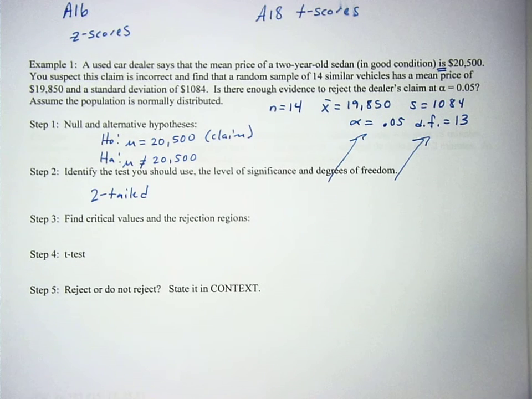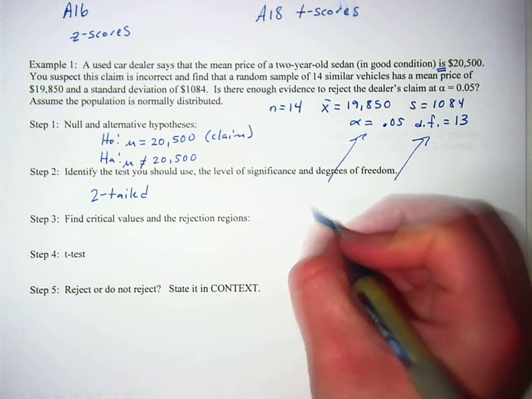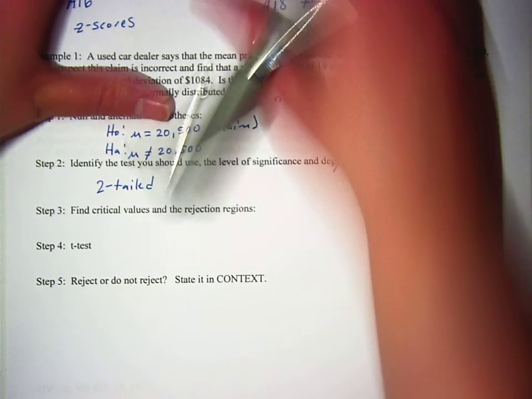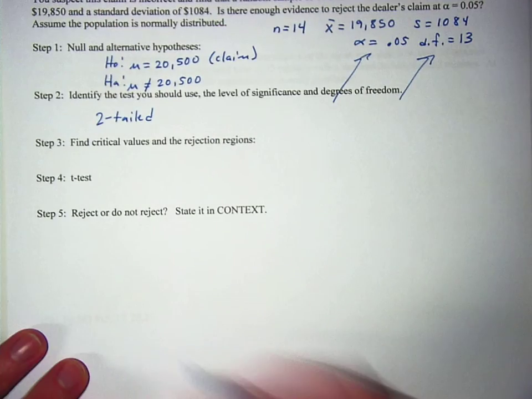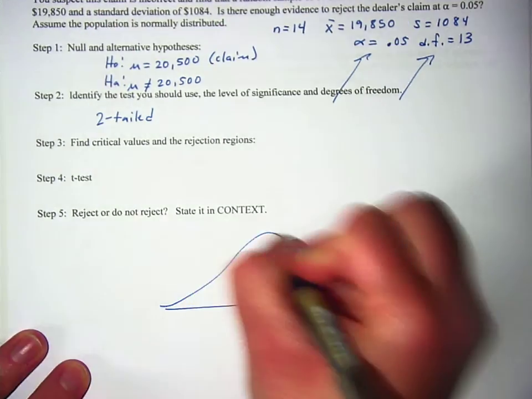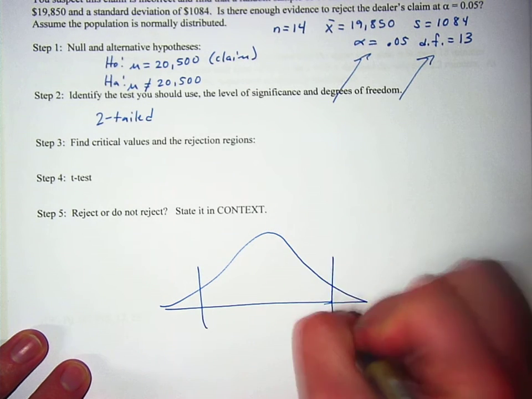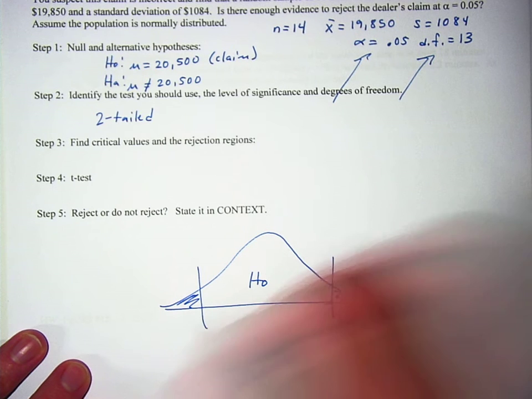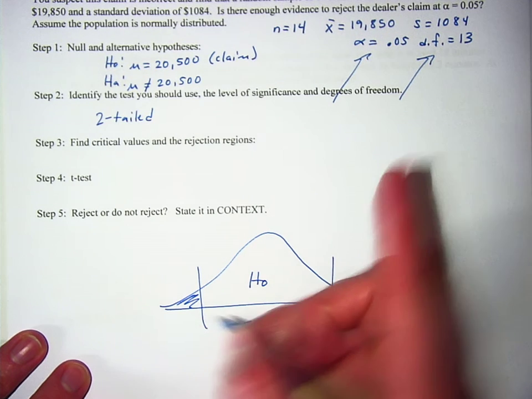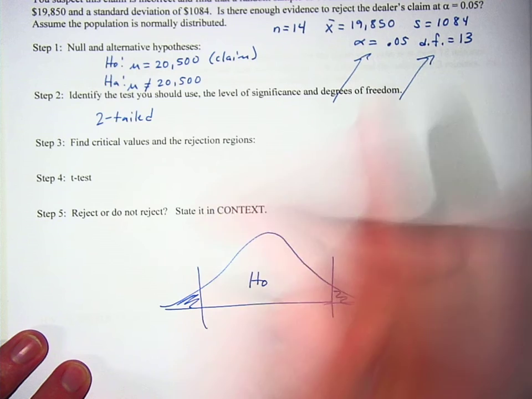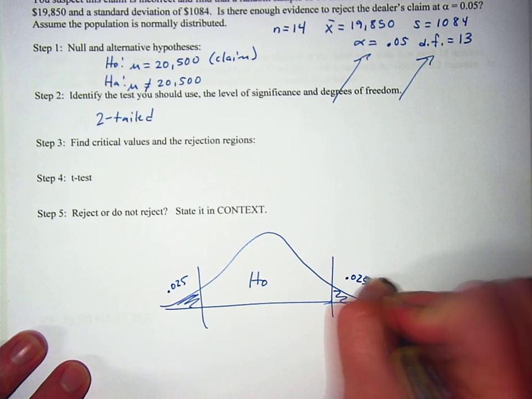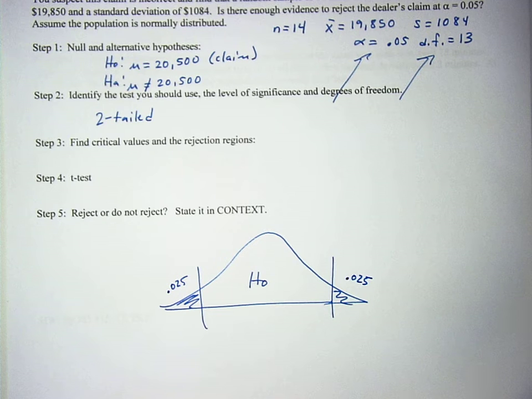So anyway, critical values. Maybe I should just draw a picture down here right now. Okay, this is a two-tailed test. Here's my H sub 0 in the middle. These two add up to 5%. So this is 0.025 here, and this is 0.025 there, in the area in the tails.